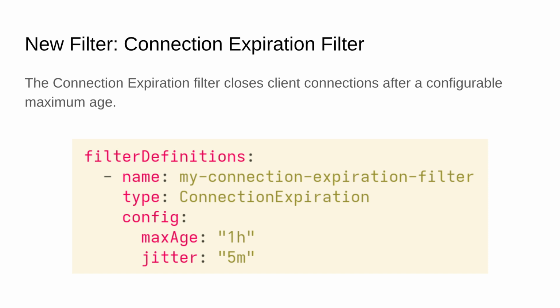So first of all, we've got a new filter, the connection expiration filter. This filter's job is to close client connections after a configurable maximum age. So why would you want to do this? As your proxy is scaling up and down in an environment like Kubernetes, the clients will have established very long-lived connections, so they're not going to naturally rebalance and connect to the new instances of your proxy that you've started up, maybe because you need more compute.